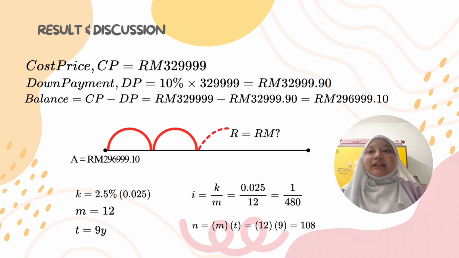Then construct the timeline. The timeline consists of A, which is 296,999 ringgit and 10 cents. The R is unknown. The nominal rate K is 2.5% or 0.025. M, the frequency of conversion, is 12. T, term, equals 9 years. The periodic interest rate I is K over M, which then we will substitute the values. 0.025 over 12 equals 1 over 480. The number of interest periods n is M multiplied by T. After substituting, we will end up with 12 multiplied by 9, which equals 108.